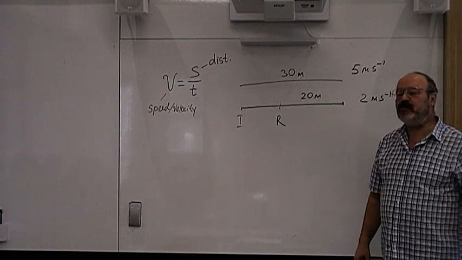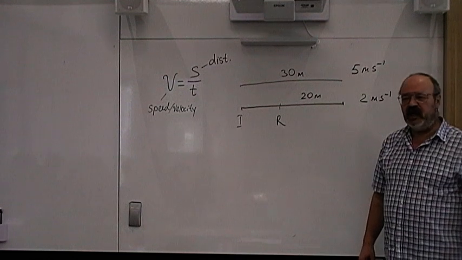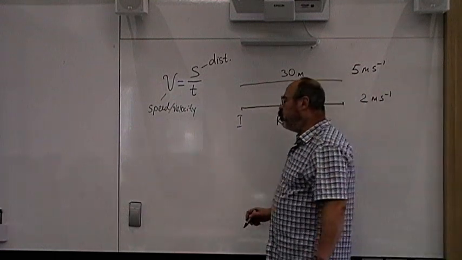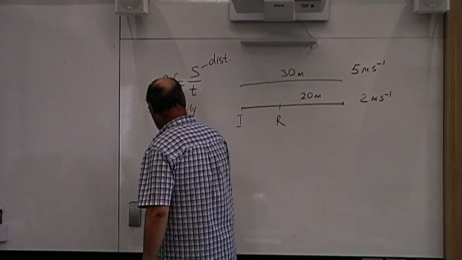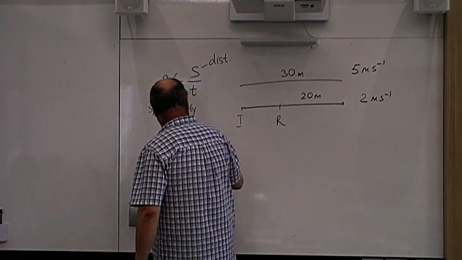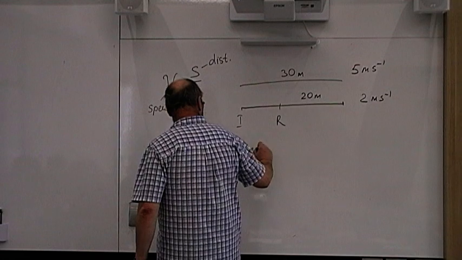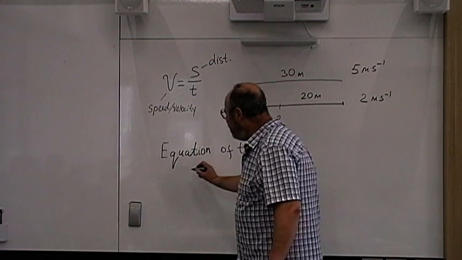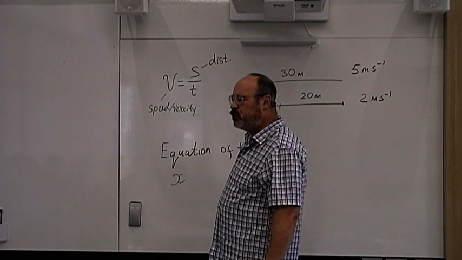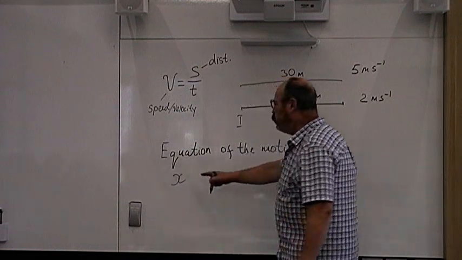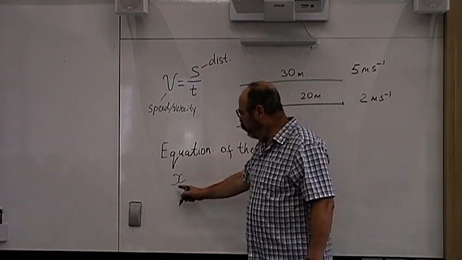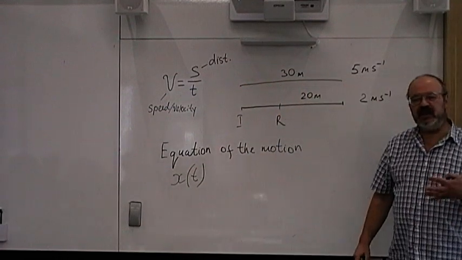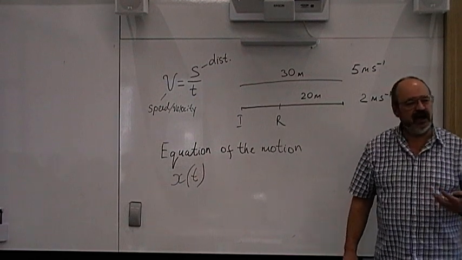Now, how to approach this type of problem? To do this, we need to introduce the so-called equation of motion, which will relate position, and we will use x for position, to time. We will know how position relates to time. When we get this equation of motion, it will give us position at any given time.